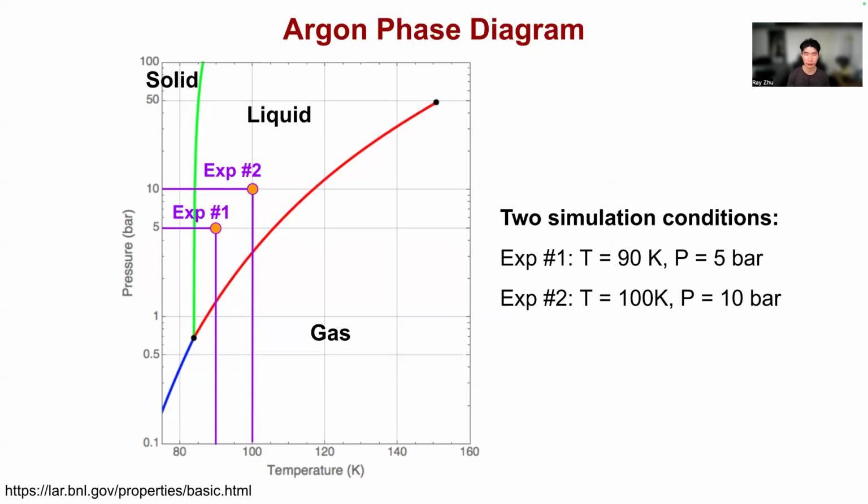As you can see in the phase diagram, both experiment conditions lie within the liquid region of this phase diagram. So that means we're simulating liquid phase argon. For experiment number 1, I chose the temperature as 90 Kelvin and the pressure as 5 bar, whereas for experiment number 2, I chose the temperature as 100 Kelvin and the pressure as 10 bar.